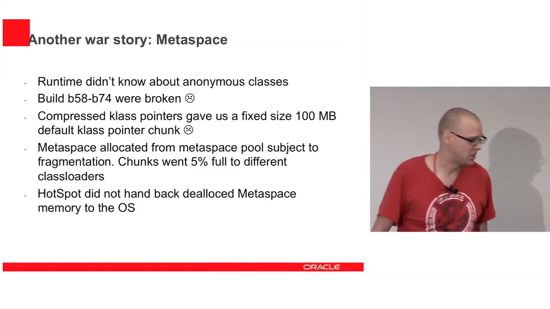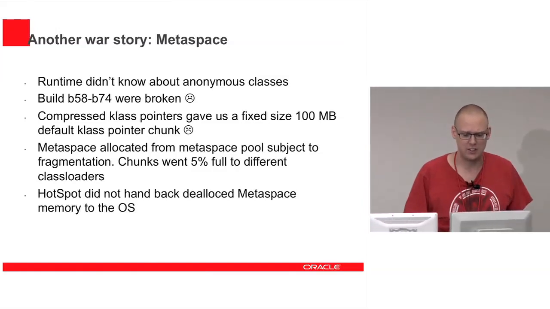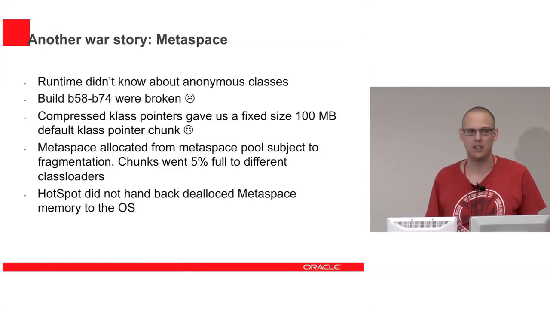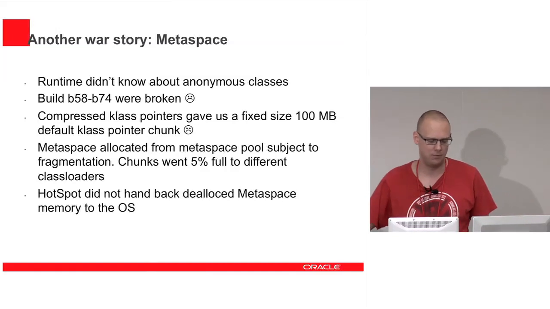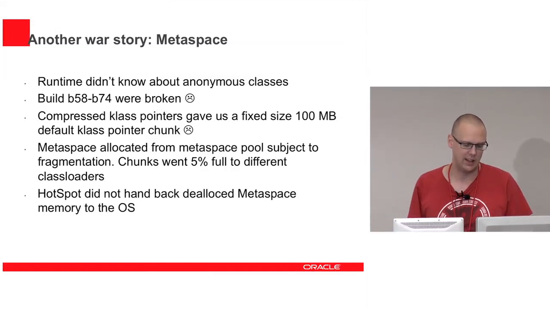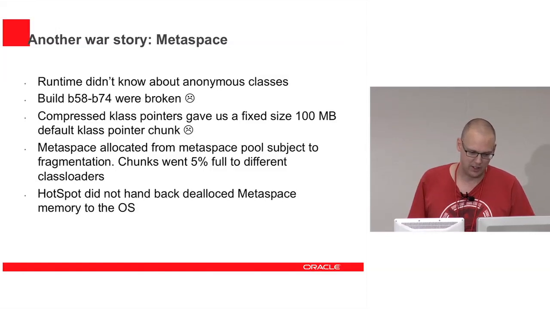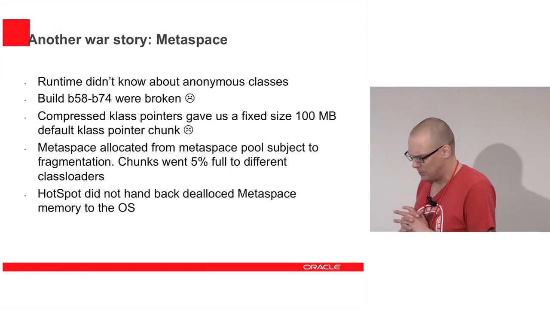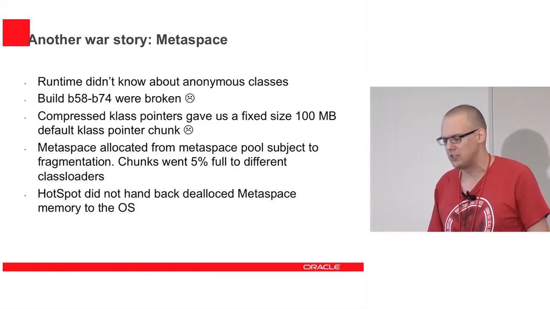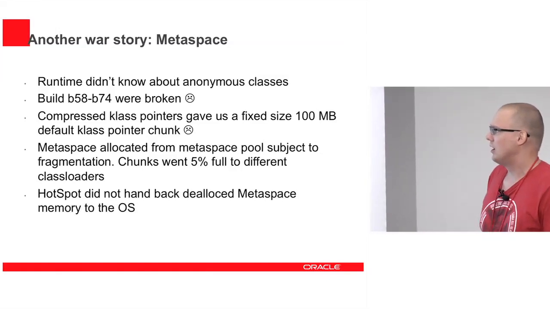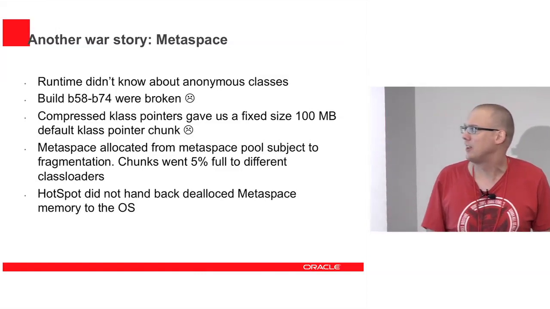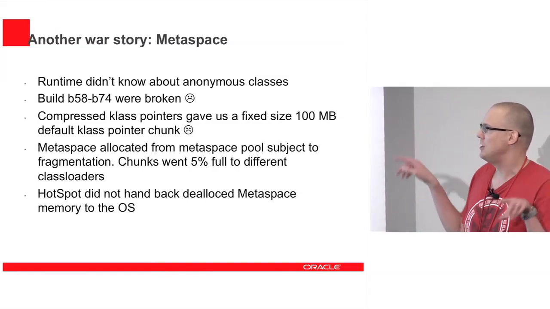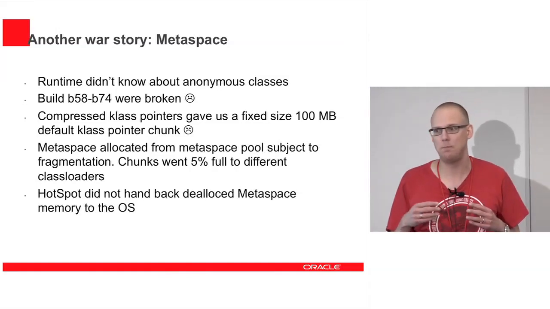Metaspace was another war story. It caught us somewhere between build 58 through build 74 were broken when it came to Metaspace and Lambdas. They did not play well together because the runtime team hadn't taken care of the anonymous classes that the Lambda forms generate. So that was some loss of productivity there for 2 months. There are various problems with the Metaspace implementation today as well that are all being addressed, but they still haunt us. For example, if you run with compressed class pointers, I think you still have like a 100 megabyte fixed size heap for the class pointers below the heap.